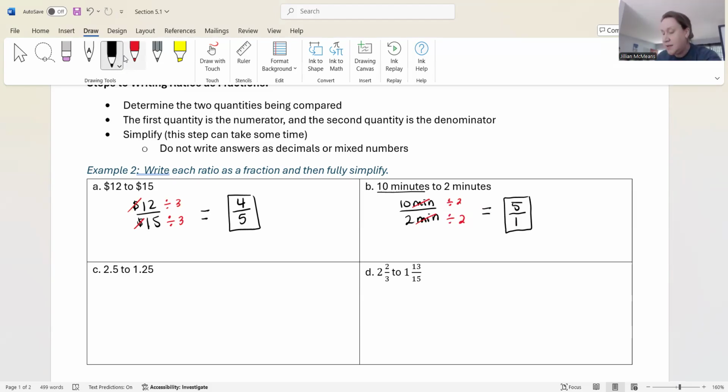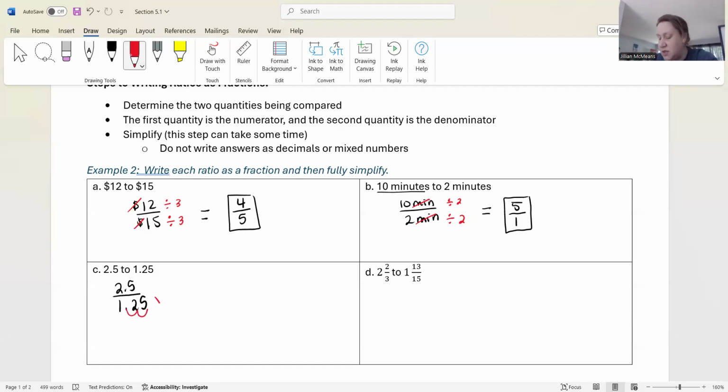Next up, we have 2.5 to 1.25. I don't know what we're comparing, but 2.5 of something to 1.25 of something else. So we would put 2.5 in the numerator and 1.25 in the denominator, and we need to find a way to simplify this. The first thing we would want to do to make this easier for our brains to process is create integers. Integers are not decimals, they're not fractions. So I know that if I can move my decimal twice in 125, that'll give me an integer.